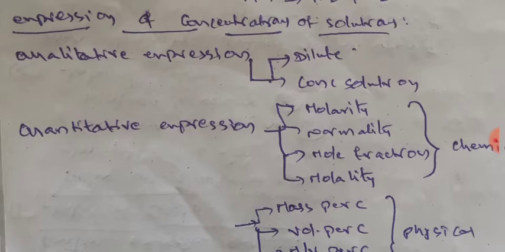A dilute solution has a small amount of solute and a large amount of solvent. A concentrated solution has a large amount of solute as well as a small amount of solvent. So those are the expressions for the concentrations by the qualitative expression: one is the dilute and another one is the concentrated solution. In the dilute, solute is very low and solvent is high. In the concentrated, solute is high and the solvent is low.